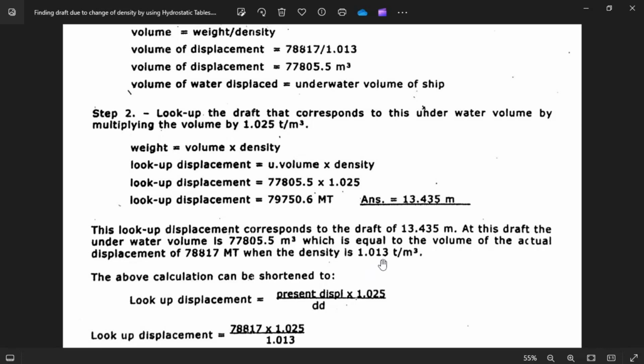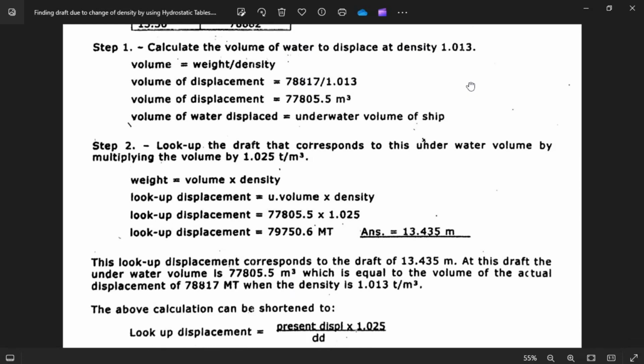Meaning this 77805.5 is equal to the volume of the actual displacement of 78817. So this one is equal to this one. The above calculation can be shortened to: lookup displacement equals present displacement times 1.025 over your local density of 1.013, and the present displacement is 78817, which is this one.